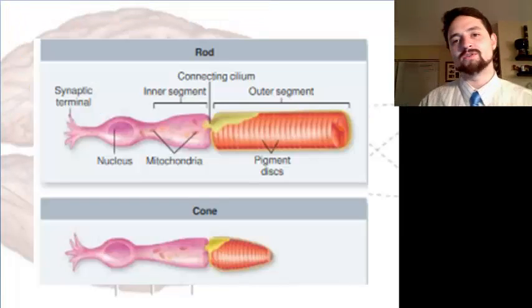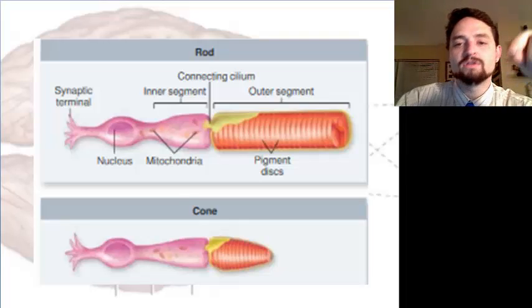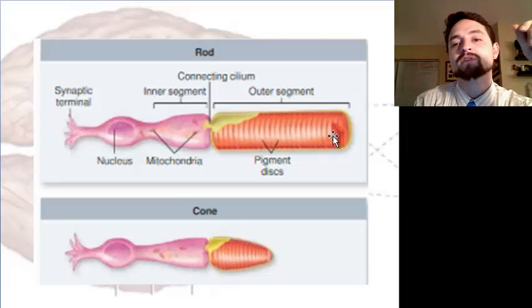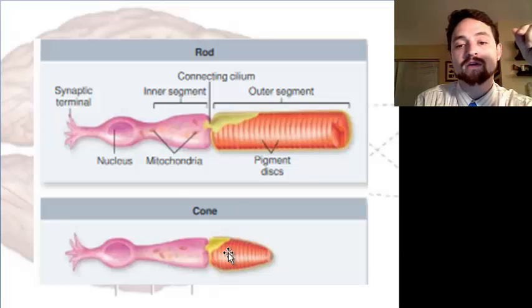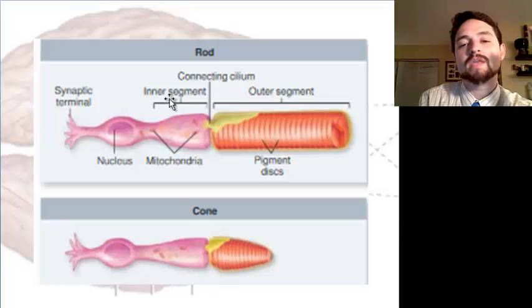So here are the structures when you compare them. When you're looking at the difference between rods and cones, their shape obviously gives them their name. Rods look like this, cones look like this. Then you have this outer segment where all the pigment discs are located, and they're connected with a cilium right here to what we call the inner segment.